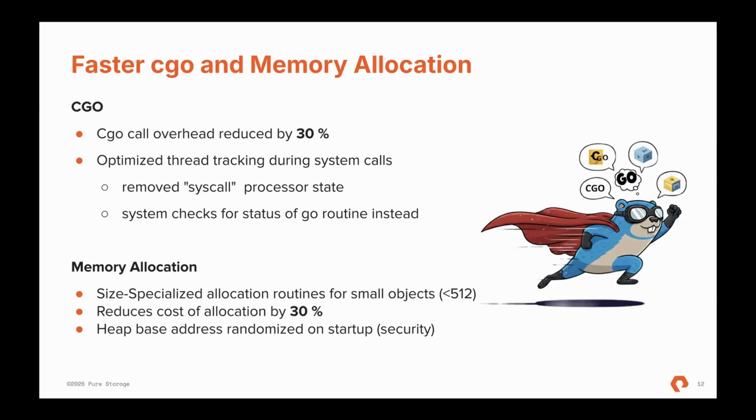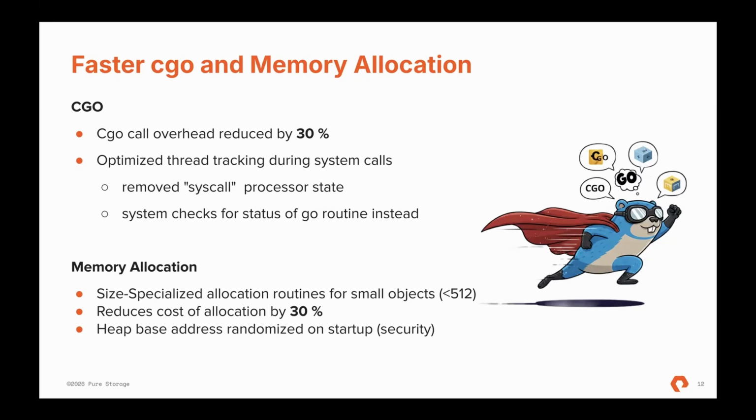The memory allocation was also improved. Before we had basically just one generic malloc function. Because it was generic, it had to do a lot of checks, and so for really small objects, it was not that performant. Now what the Go team has done is, for smaller objects up to 512 bytes, they created specialized smaller routines. When allocating memory, Go now checks if it's a bigger or smaller object, and for smaller objects, it can skip certain checks and make the allocation faster. This reduced the allocation time by 30%.